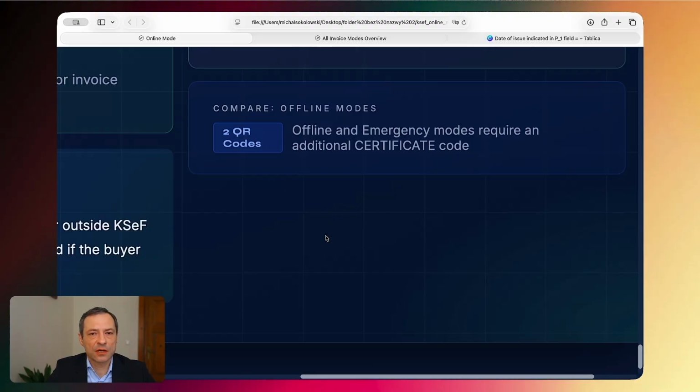Important to notice as a comparison: in contrast to the online mode, in case of using offline modes, which I will also describe in more detail in later videos, two QR codes will have to be indicated on the invoices if the visualizations of those invoices are handed over to the buyer before they were sent to the Polish National Electronic Invoicing System.